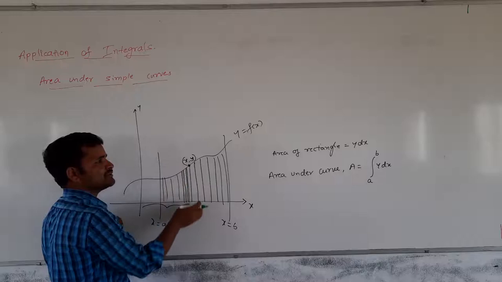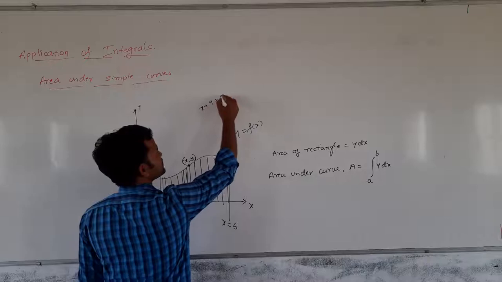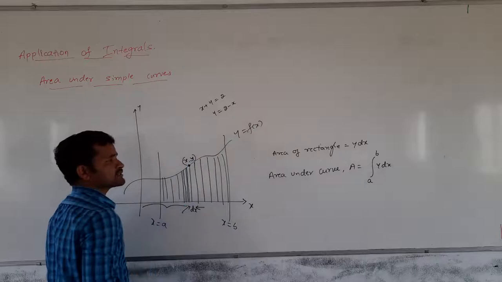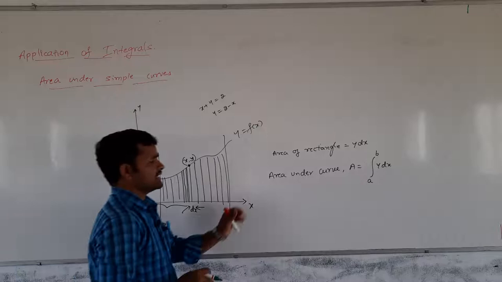See, suppose there is a curve like x plus y is equal to 2, then the curve will be taken as y is equal to 2 minus x, that means y is equal to f of x. Y is equal to a function in terms of x alone, like that it will be taken. And then the area under the curve, A is equal to the integral from a to b of y into dx.